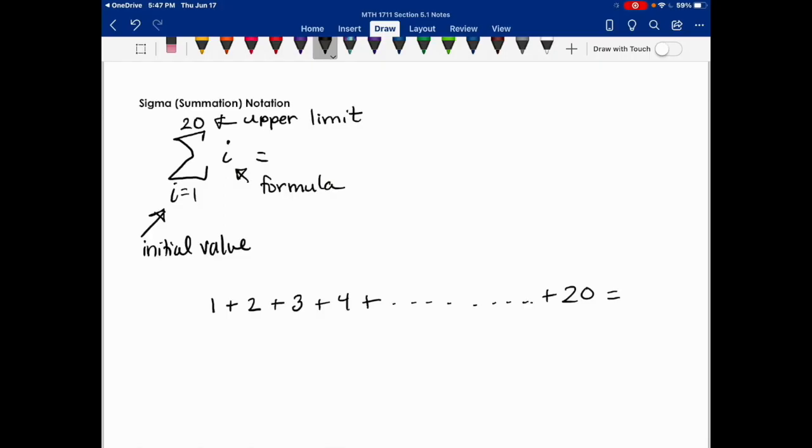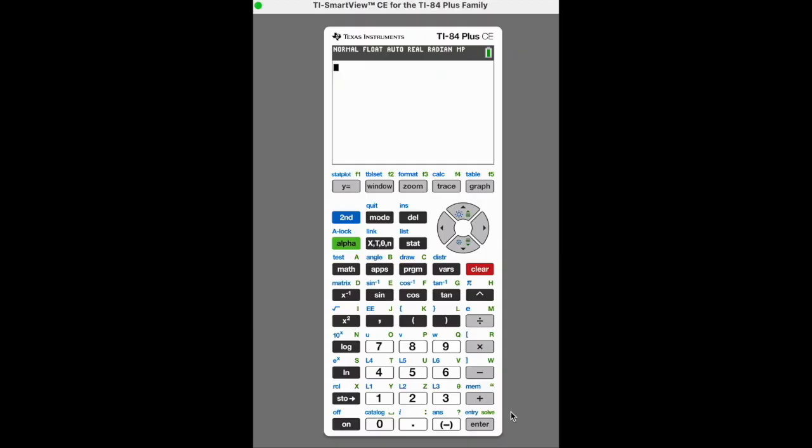Now there's a way to do this on the calculator, and I'm going to show you that next so that you can see how to add this up without having to enter each individual value. Okay, so in order to access your summation notation on your calculator, you're going to choose your math menu, which is over here on the left side of your calculator. You're going to hit the math button, and then you're going to scroll to the bottom, look for the summation notation, and hit enter.